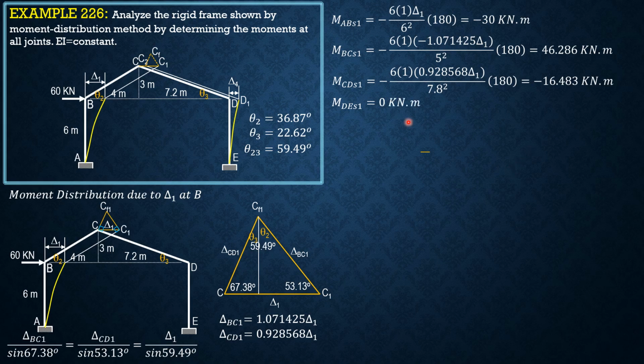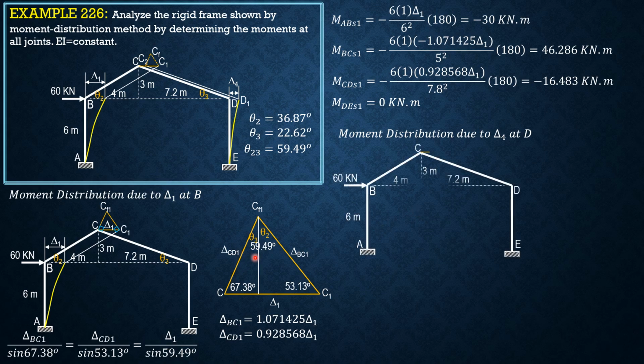Then we have moment DE, which is treated as 0 in this case. Then we have to set up moment distribution due to delta 4 at D. So this time, the moment due to side sway of AB is 0, so this is treated as held against side sway, and only BC, CD and DE will have side sway in terms of delta 4.